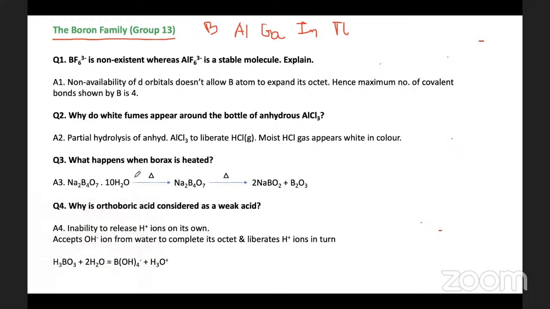So coming to the next question, what happens when borax is heated? You should read more about borax, because borax is one of the major compounds in this group 13, or the boron family. So borax is this one. This is Na2B4O7.10H2O. This compound is called borax. You can see that it has 10 molecules of water in its crystal.